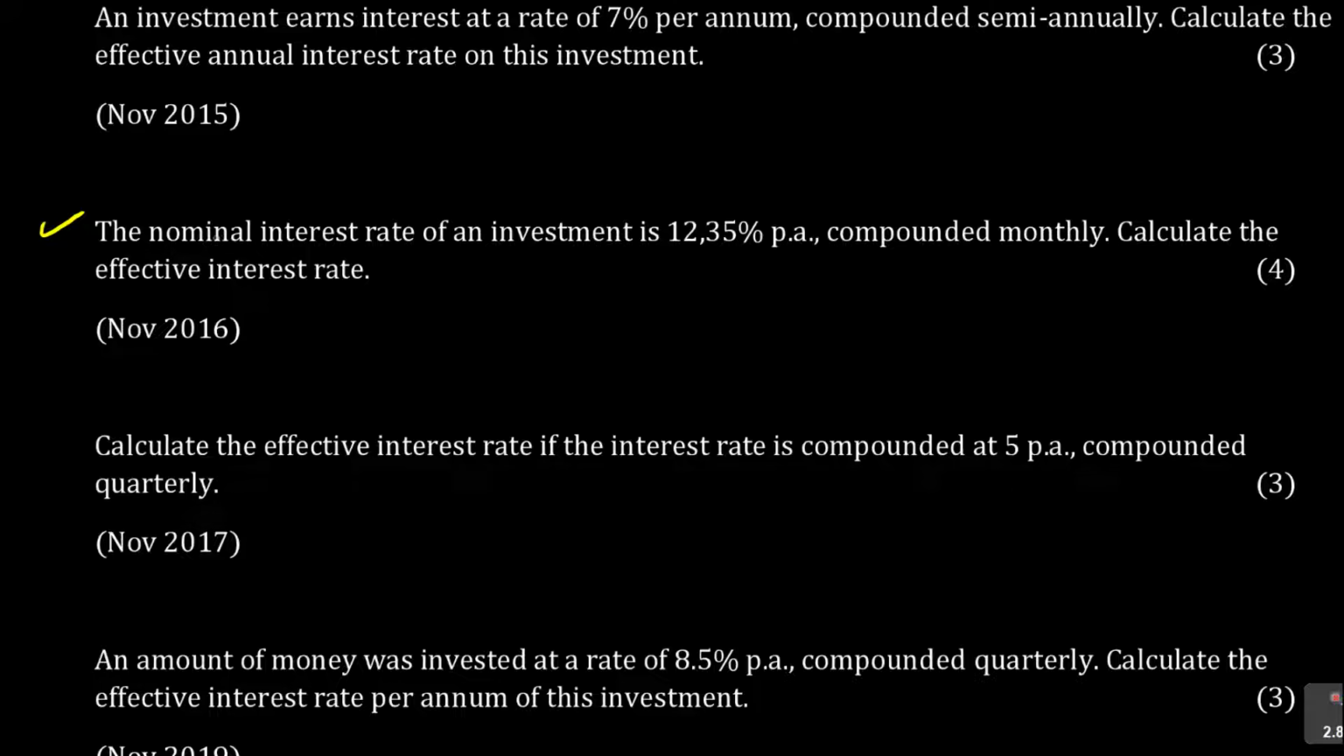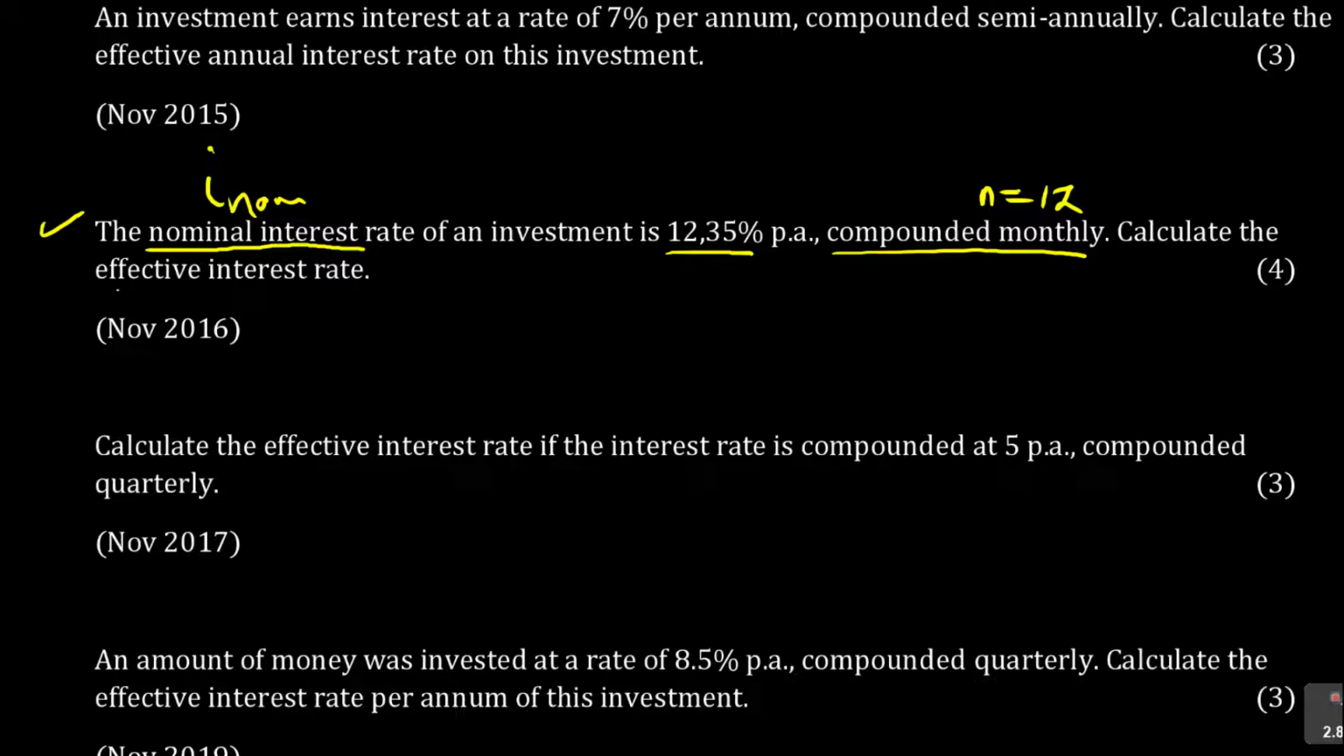It says the nominal interest rate of an investment. You see this one, they were very clear to say the words: the nominal, which is I norm. The nominal interest rate of an investment is 12.35% per annum compounded monthly. The moment they say that, remember, n is equal to 12.